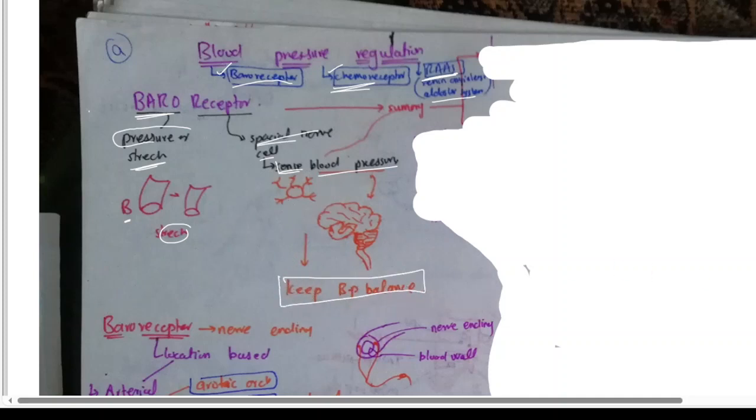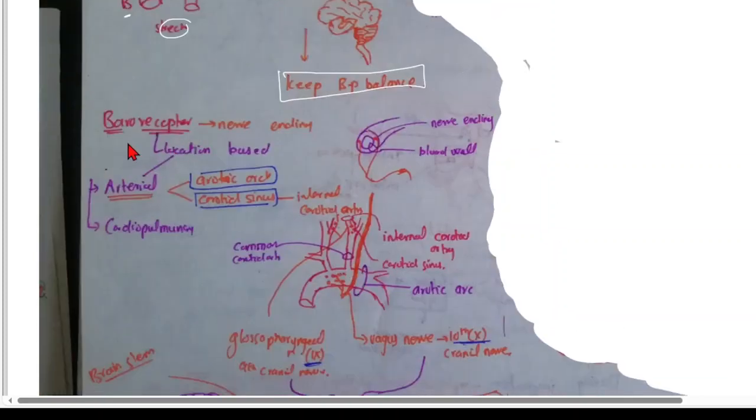First of all, baroreceptors are nerve endings, and there are different locations of these nerve endings. First is arterial, another is cardiopulmonary. The arterial ones are present in the aortic arch and the carotid sinus. In the aortic arch there is a nerve ending, for example the vagus nerve. The vagus nerve is the 10th cranial nerve.